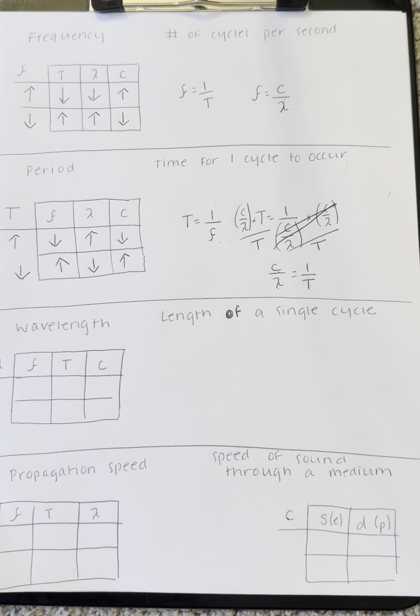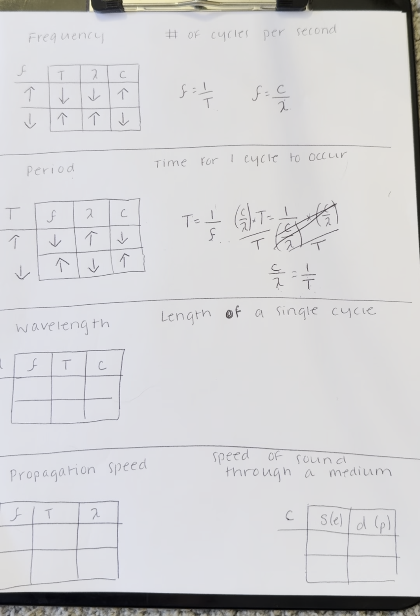This makes sense because they're measuring the same thing, right? One cycle. Just wavelength is talking about the spatial measurement and period is talking about the time measurement, but they're still both talking about one cycle. So if one cycle gets longer in time, it also gets longer in space. If it gets shorter in time, it also gets shorter in space.